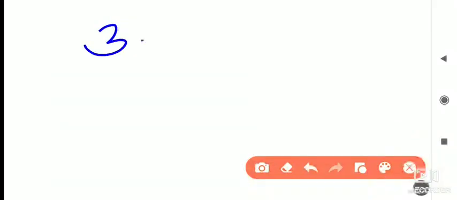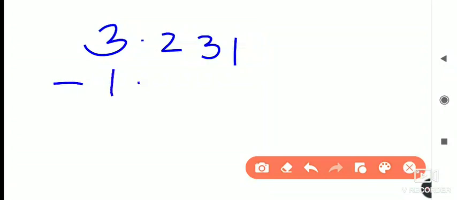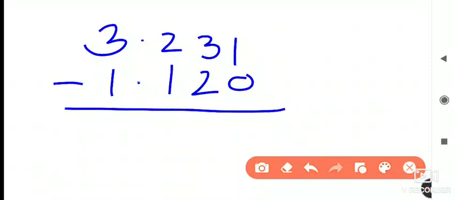Now, how to do the subtraction of decimal fractions? I will solve some examples here. First of all, I will write the example number 1: 3.231 minus 1.12. This is a simple example. I took it first for better understanding.